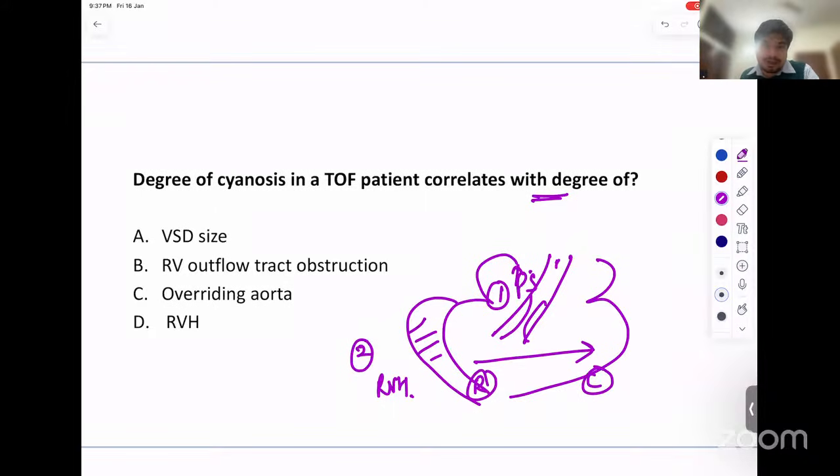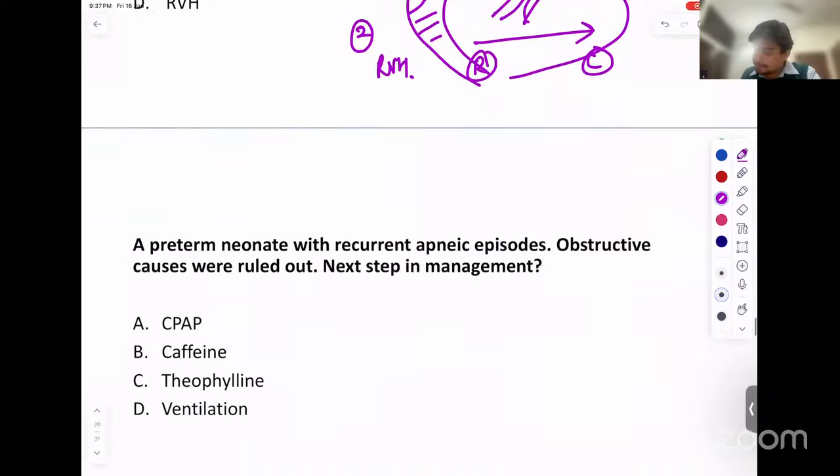So the degree of cyanosis in tetralogy of Fallot is dependent upon pulmonary stenosis. The more the pulmonary stenosis, the harder the right ventricle contracts, the less able it is to send blood into the pulmonary artery, the lungs, and the more there is right to left shunt. So cyanosis is directly proportional to the amount of pulmonary stenosis, that is your RVOT, right ventricular outflow tract obstruction. So the answer is going to be option B.